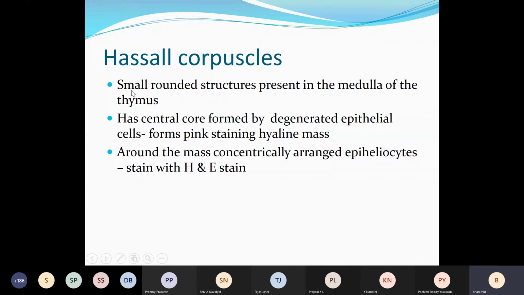As I told you, Hassall's corpuscles are small rounded structures present in the medulla of thymus. It has a central core formed by degenerated epithelial cells, and around the mass there are concentrically arranged epitheliocytes. So it is whirl-like, like a whirl, and it is derived from epitheliocytes.